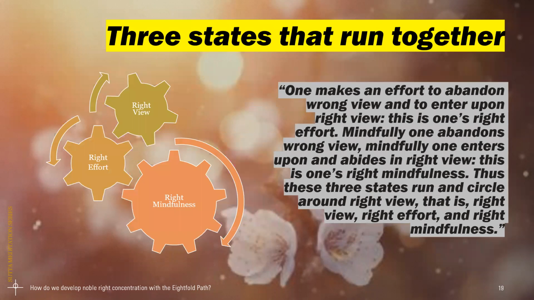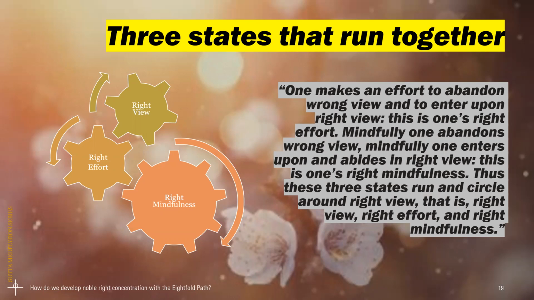So the Buddha goes on to say, once you've activated the noble right view, one makes an effort to abandon wrong view and to enter upon right view. This is one's right effort. Mindfully one abandons wrong view. Mindfully one enters upon and abides in right view. This is one's right mindfulness. Thus, these three states run and circle around right view. That is right view, right effort, and right mindfulness.